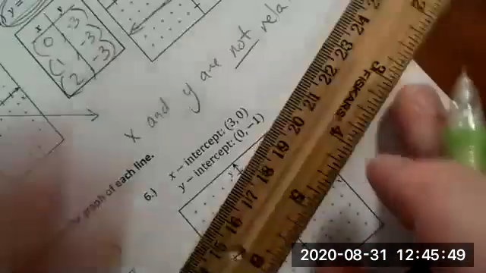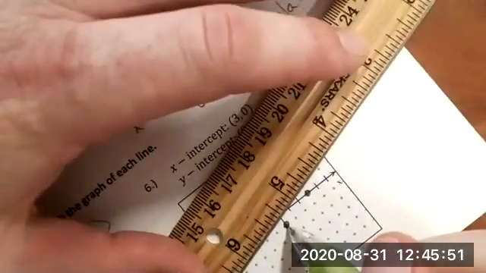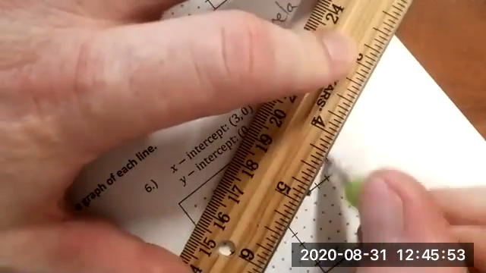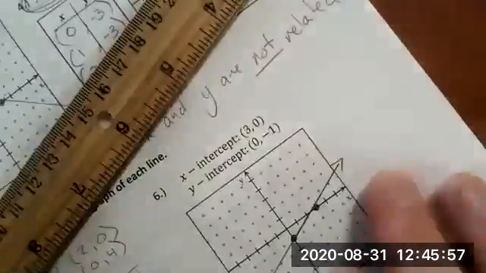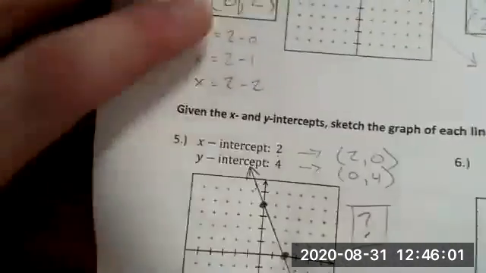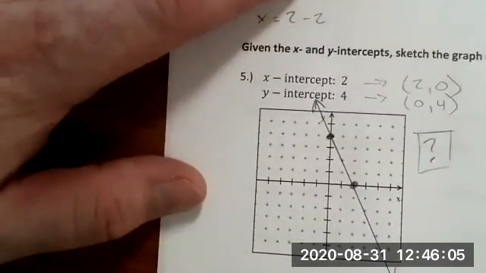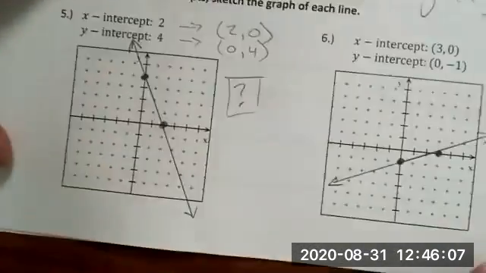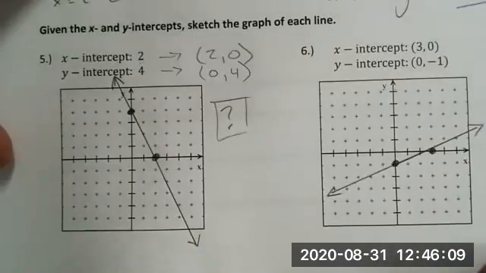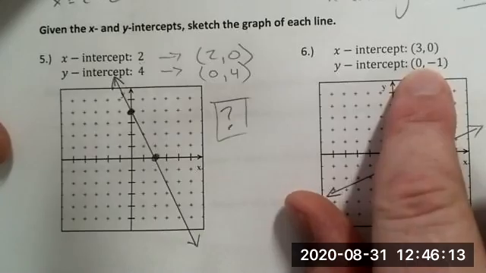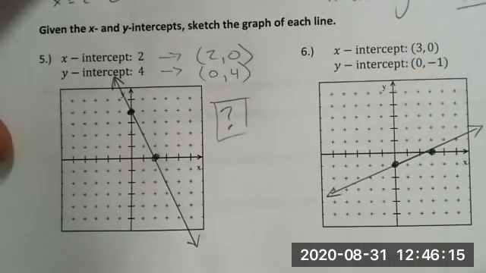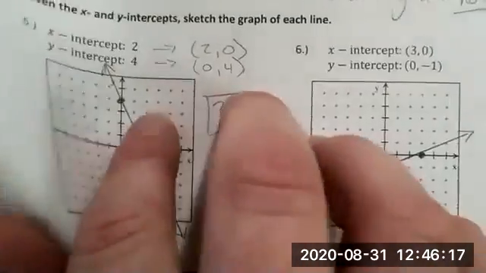I am going to put my pencil on the first dot, draw through the second dot, draw back through the first dot, and I've got my line, okay? So the x and y intercepts are just specific examples of points that we can use to graph. One of the reasons that they're so nice is that the other value will always be 0, making it relatively easy to identify the ordered pair.